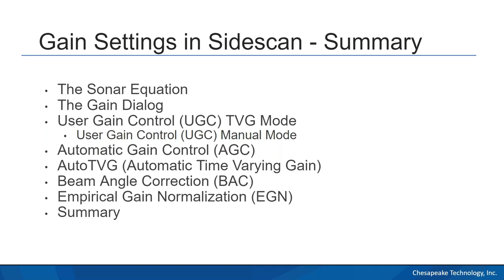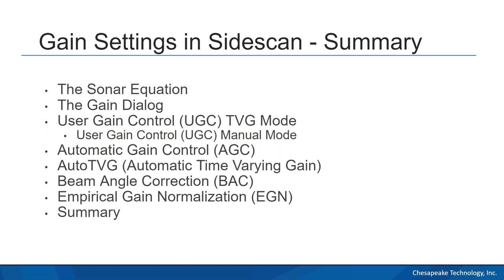Is beam angle correction a theoretical version of EGN? Beam angle correction is a much older algorithm that was developed in the 1980s and 1990s. And EGN was just this idea that, why do we have these small little windows that are only 255 pings long when we could do the whole data set? That was really the impetus for doing that. So EGN evolved from these earlier algorithms that had these limited windows, and they tended to introduce problems when you switch geology.